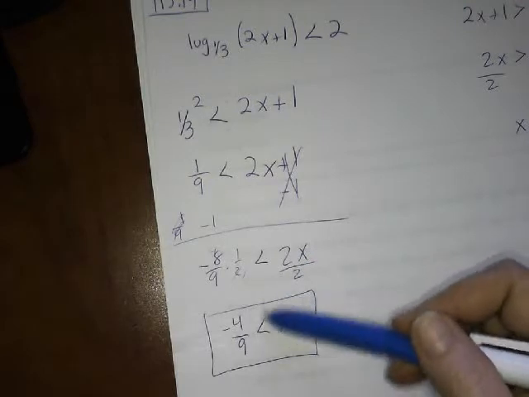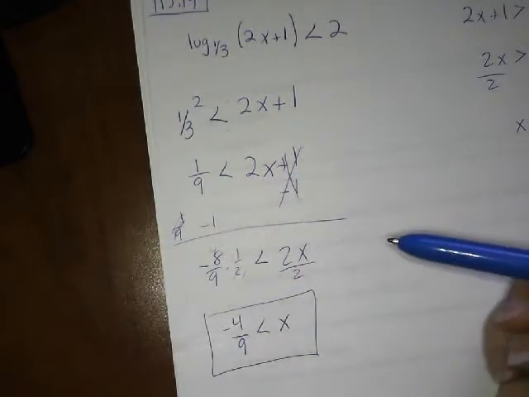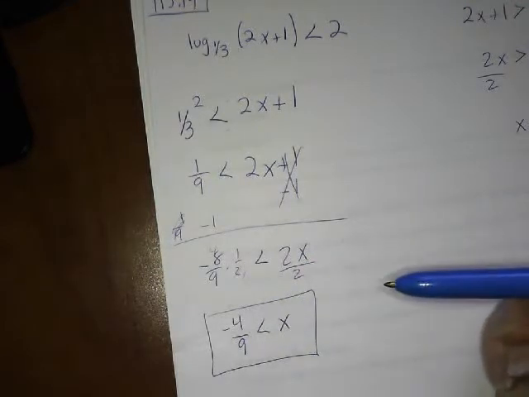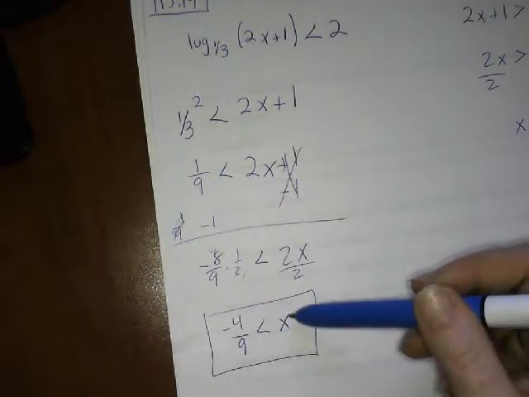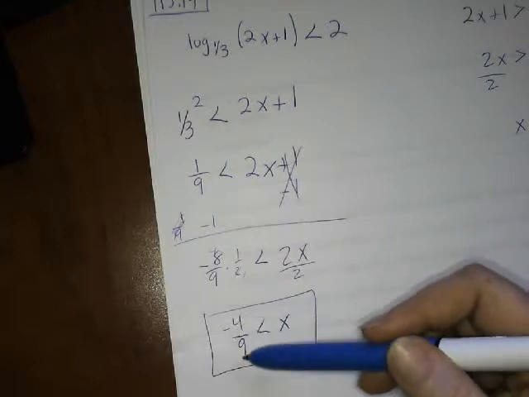Notice that I left this alone the whole time. If I would have divided by a negative, I would have had to reverse it. So x is greater than negative 4/9.